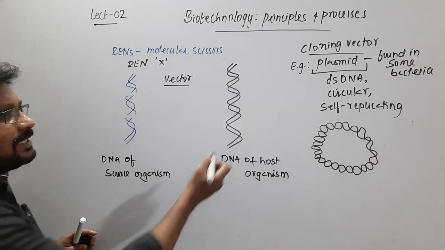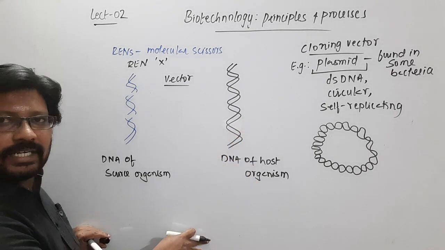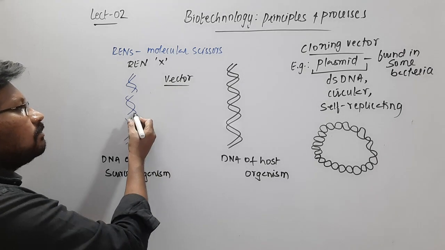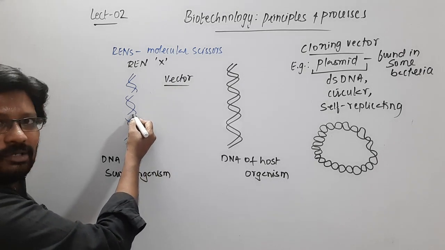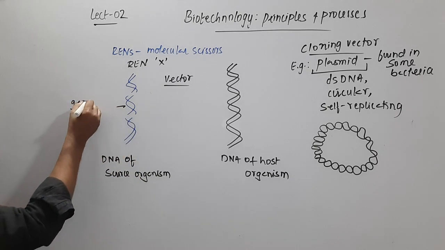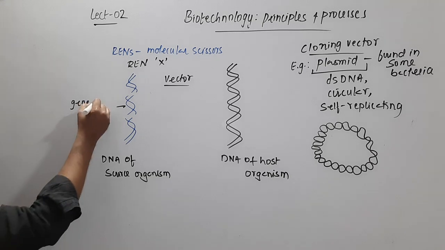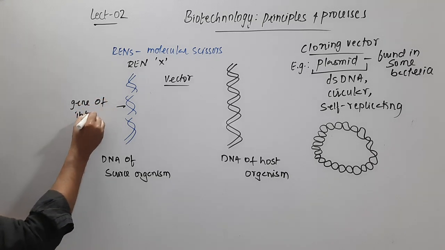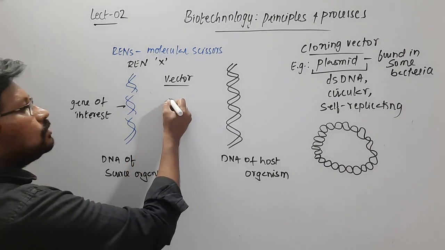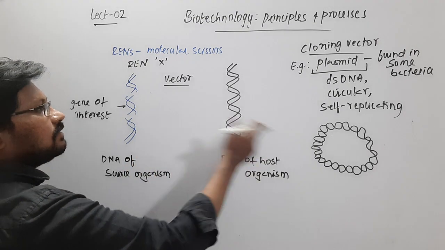This is what I call the cloning vector, and that's what I have mentioned. So here first I need to put the selected segment, what I say is my interest, hence I call it the gene of interest. So this gene of interest I need to link with this vector.